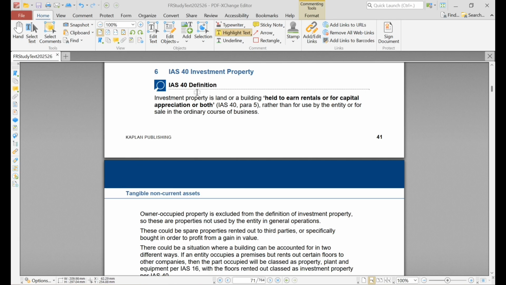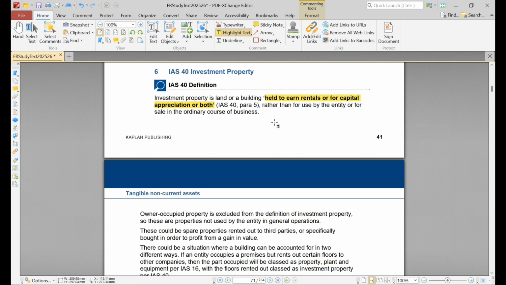So IAS 40, investment property. Investment property is land or building held to earn rentals or capital appreciation or both, rather than for use by the entity or sale in the ordinary course of business.